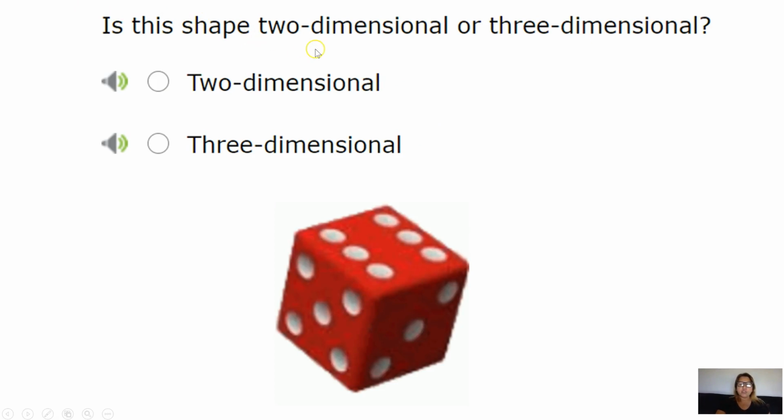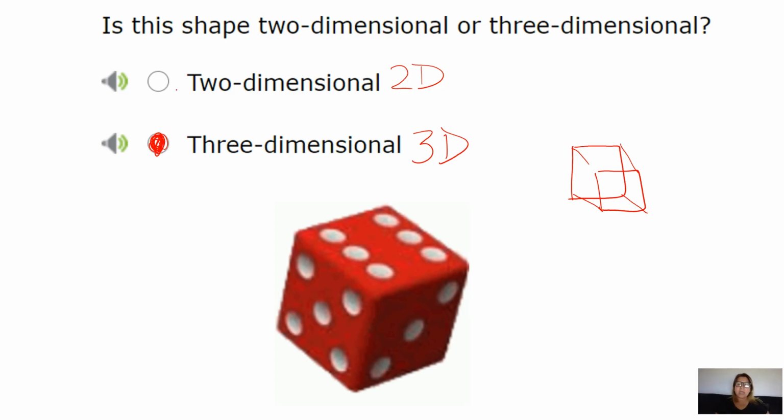Is this shape two-dimensional or three-dimensional? Okay, remember two-dimensional we refer to as 2D. Three-dimensional we refer to as 3D. Okay, so this dice looks like or resembles a cube, and we've learned that a cube is a 3D shape. Therefore, the die is a 3D shape. So it's three-dimensional.